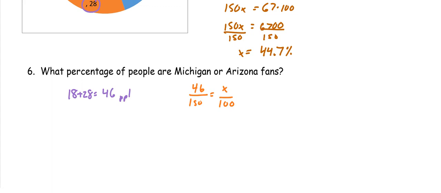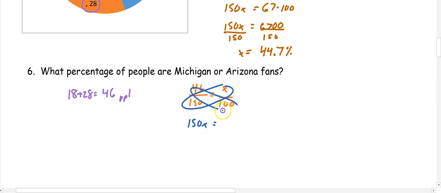So we are going to cross multiply, and we get 150x equals 46 times 100. So 150x equals 4,600. And when we divide by 150 and round, we get 30.7% because it's 30.66 repeating, so we're going to round to 30.7.